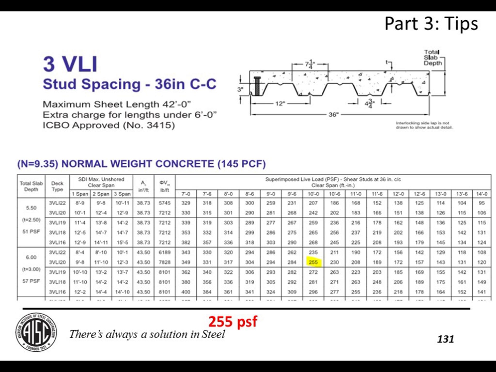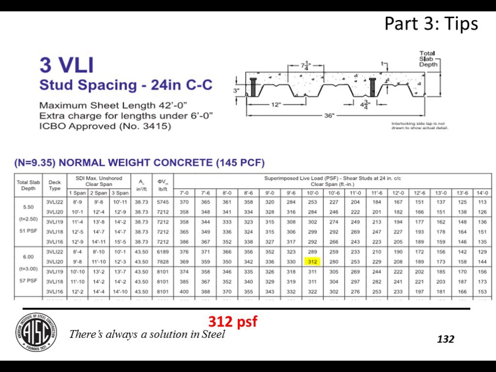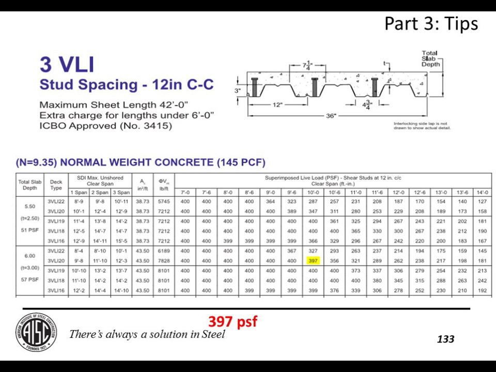Here's one from Vulcraft, and what they're showing here is for studs that are spaced at 36 inches on center, for a 6-inch slab, 10-foot span, I get a superimposed capacity of 255 pounds a square foot. If I reduce that stud spacing from 36 to 24, that number jumps all the way up to 312 pounds a square foot. And then if I jump that number up again, it goes all the way to 397 pounds a square foot. Right? That's some serious load.